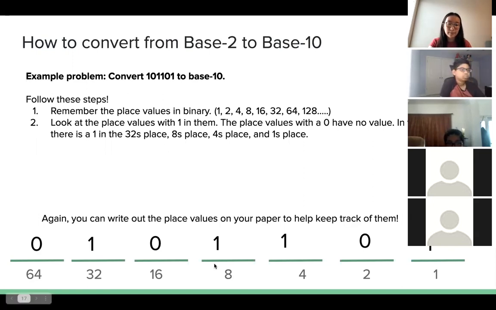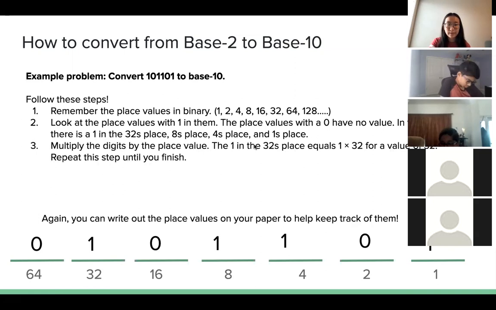So in this number, remember, writing out the place value does help. There's a 1 in the 32's place, a 1 in the 8's place, a 1 in the 4's place, and a 1 in the 1's place. And now we just multiply the digits by the place value. So the 1 in the 32's place equals 1 times 32. The 1 in the 8's place equals 1 times 8, or 8. The 1 in the 4's place equals 1 times 4, or 4. Now, technically in binary, you don't have to multiply the digits by the place value because the only digit is just 1. But outside of that, you should.